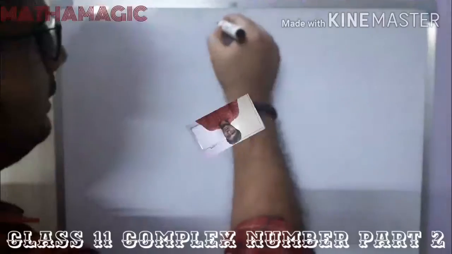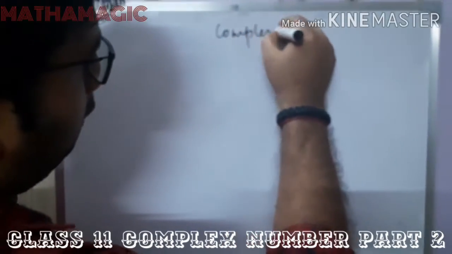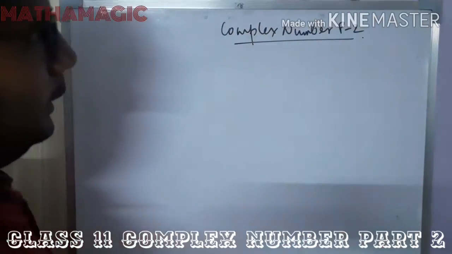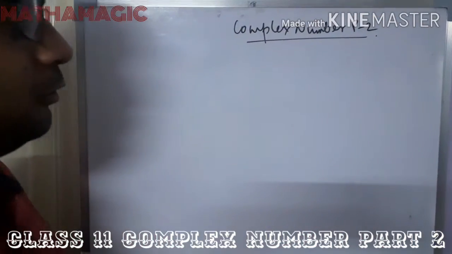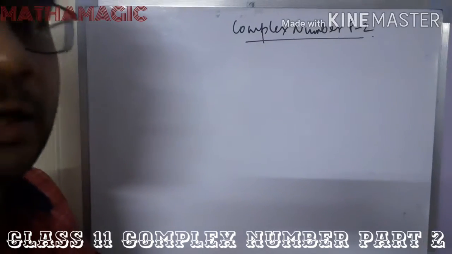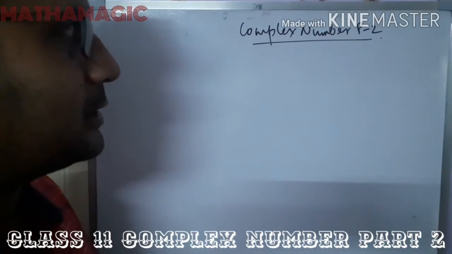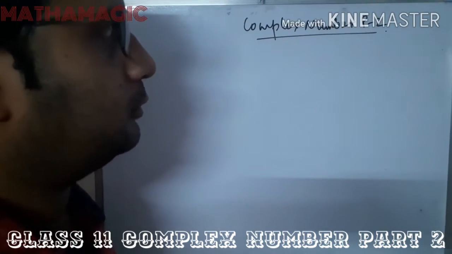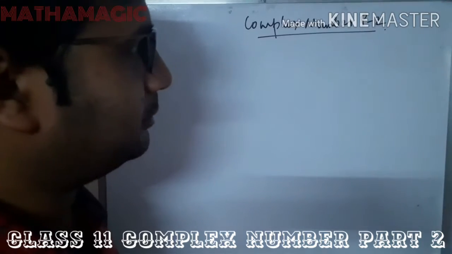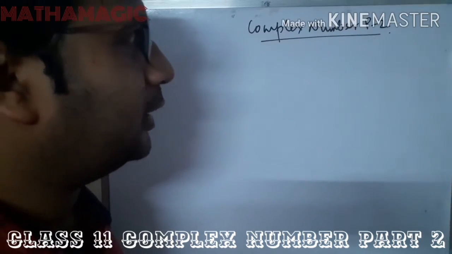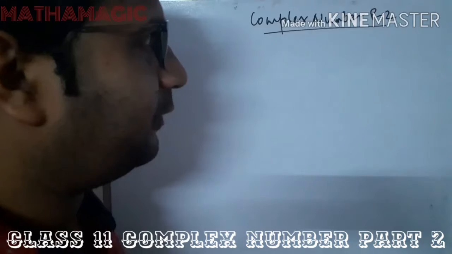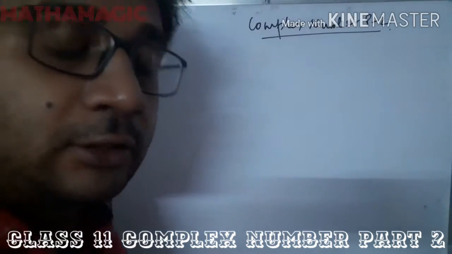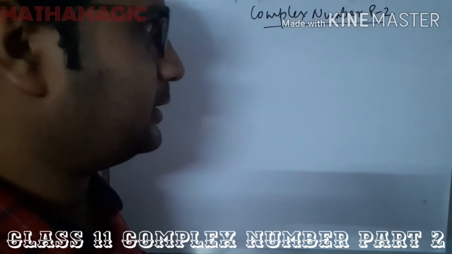So let's start with the complex number part 2. In the previous video related to the complex number, which was part 1 of complex number, we have discussed the concept of I, what is a complex number, how to determine that a number is a complex number, and how to find different values of I and to solve problems related to that, and the conjugate and modulus and amplitude of a complex number.